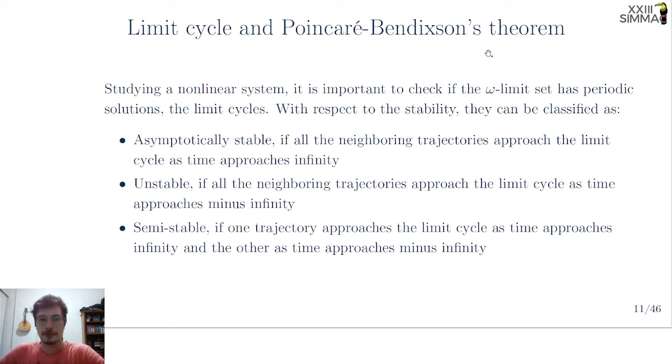Studying a nonlinear system, it is important to check if the omega limit set has periodic solutions, which are the limit cycles, and they can be classified as asymptotically stable if all neighboring trajectories approach the limit cycle as time approaches infinity, unstable if all neighboring trajectories approach the limit cycle as time approaches minus infinity, and semi-stable if one trajectory approaches the limit cycle as time approaches infinity and the other as time approaches minus infinity.